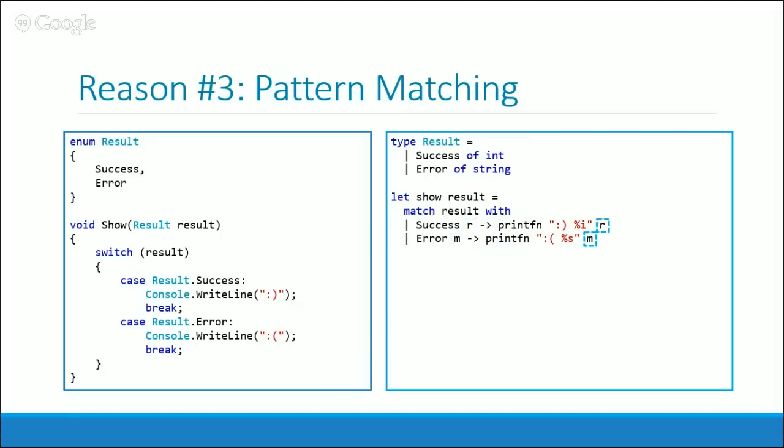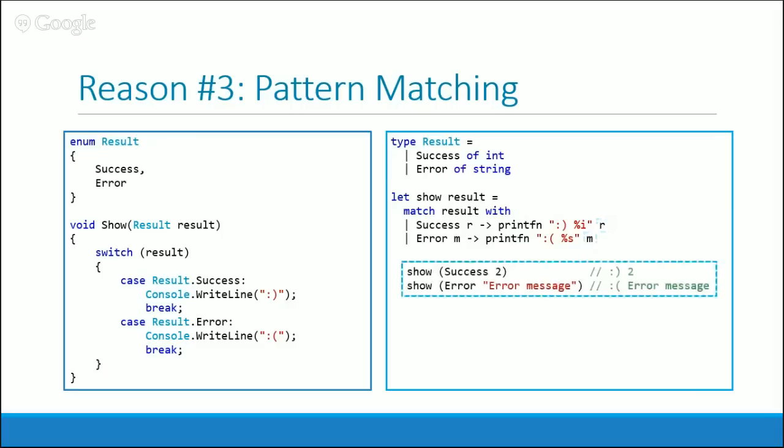And then we could use that on the right side when we use the printfn. And notice that for printfn, you need to use this pattern of percentage and the type. In the case of the integer is %i. And in the case of the string is %s. So you could call this now in this way, and we use parentheses to encapsulate the argument, and we get a happy face with the number 2 and the sad face with the error message.